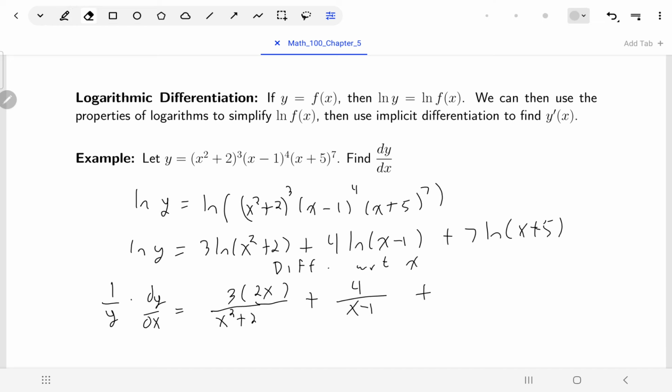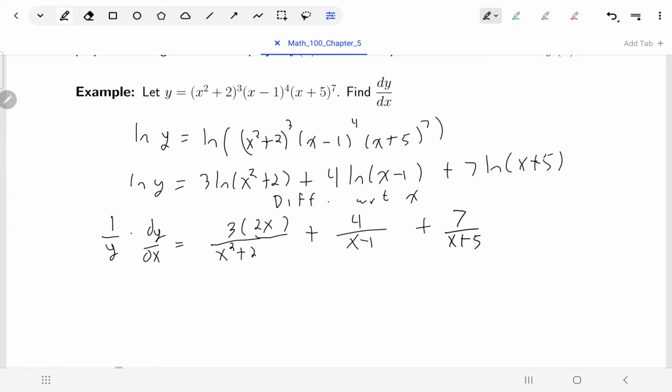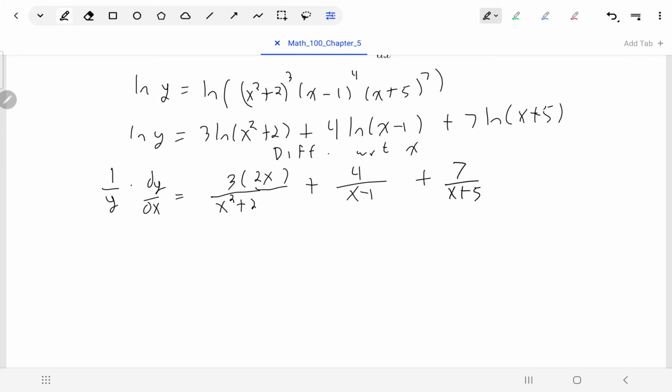So I've done all of my little term-by-term differentiation, and then now to find just dy/dx by itself, I only need to bring y up to the right side, and so dy/dx is just now y times 6x over (x squared plus 2), plus 4 over (x minus 1), plus 7 over (x plus 5).